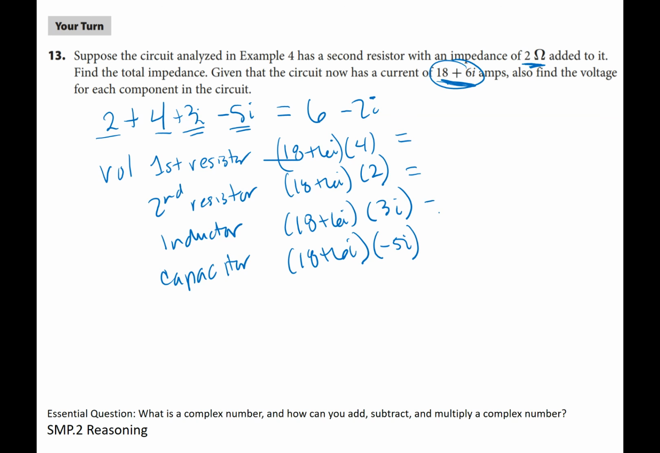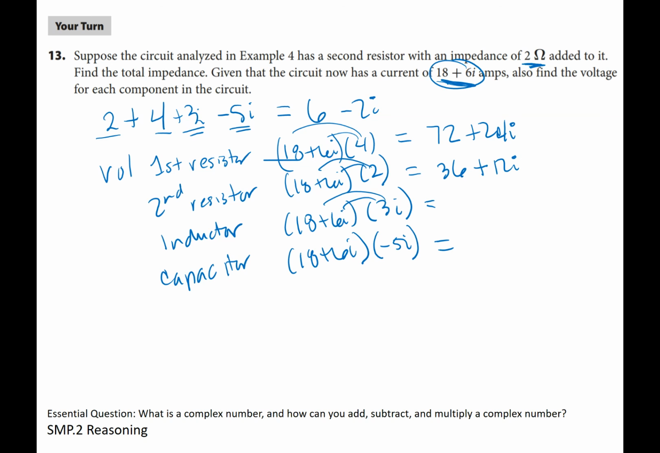All right, so we're going to go ahead and distribute on each one of those. So distribute that in. 4 times 18 is 72. And 4 times 6i is 24i. Distribute in the 2. 18 times 2 is 36. And 6i times 2 is 12i.